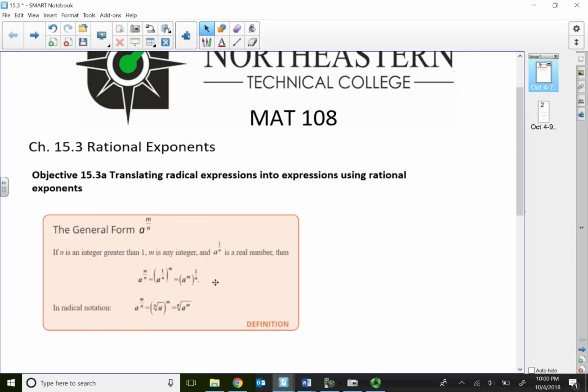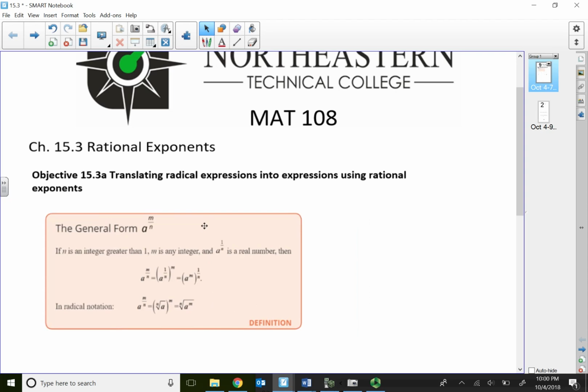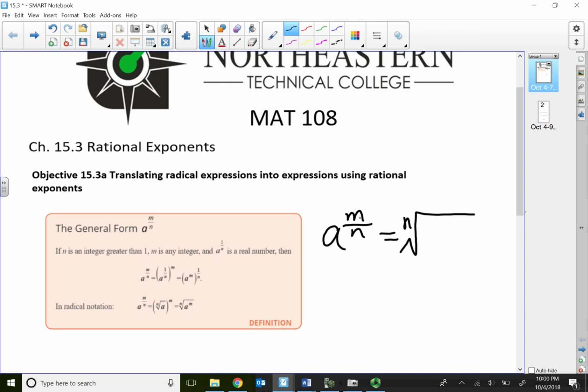Basically, the general form for rational exponents is that now my exponent is a fraction. When the exponent is a fraction, for any real number a to the m over n power, it means the denominator of the fraction determines the root. The numerator tells you the base inside the radical is raised to that power. So the numerator becomes the exponent for the base that's inside the radical.